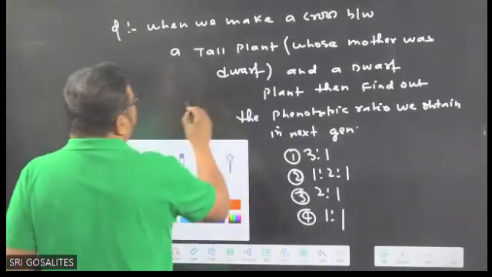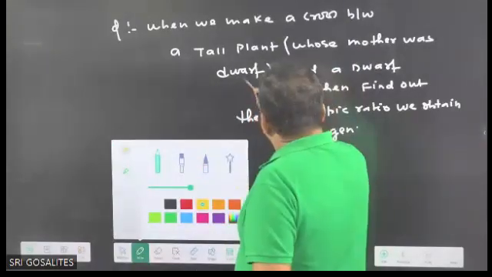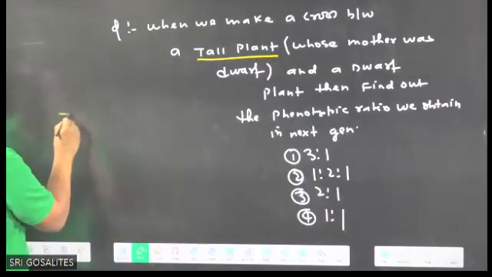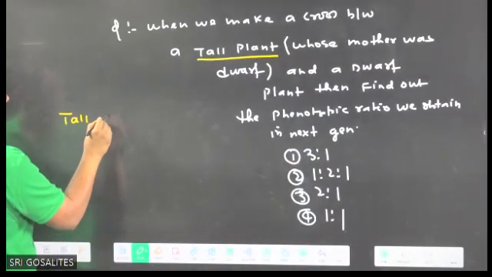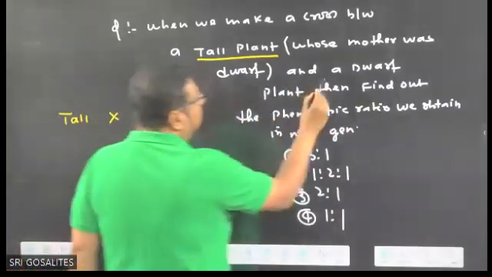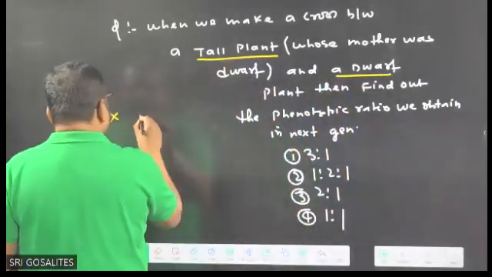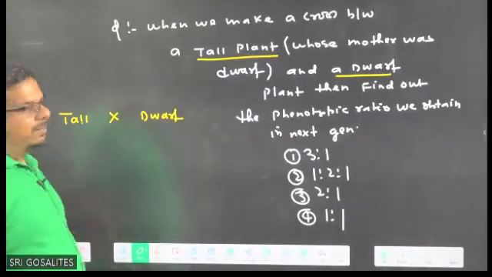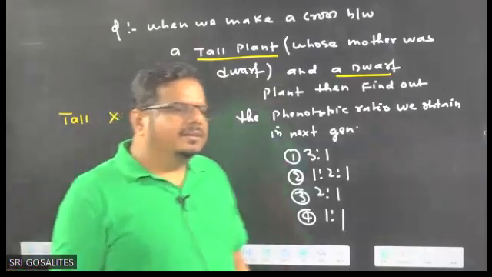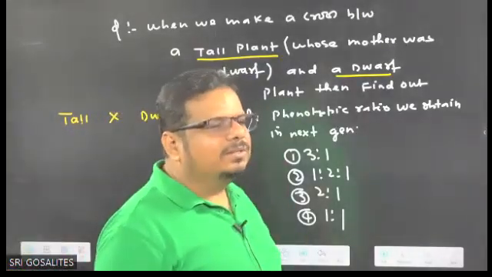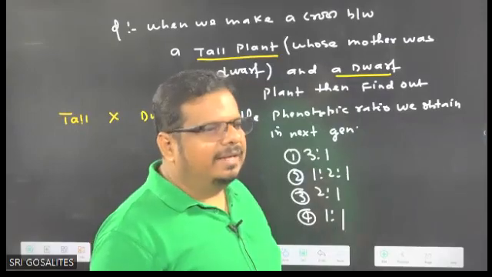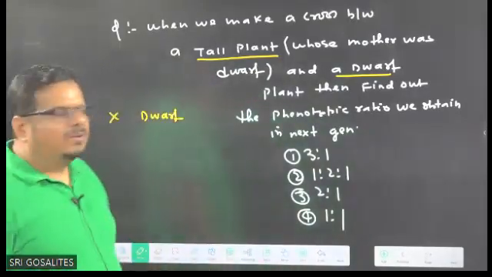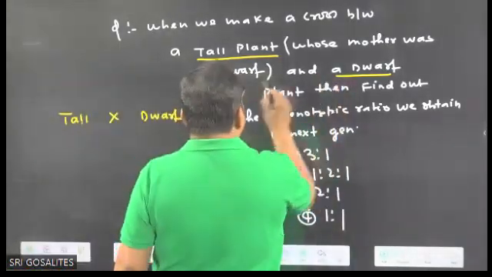So when we make a cross between a tall plant and a dwarf plant, they are telling we are making a cross between a tall and a dwarf. But it is not given whether the tall plant is homozygous tall or heterozygous tall. But they have given a clue. And what clue have they given? Mother was dwarf.